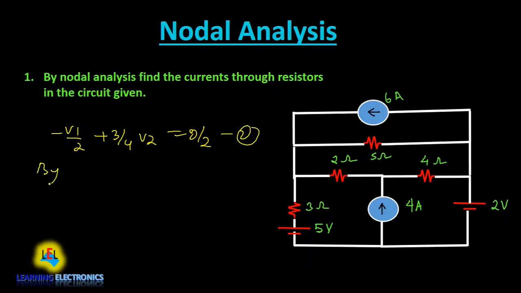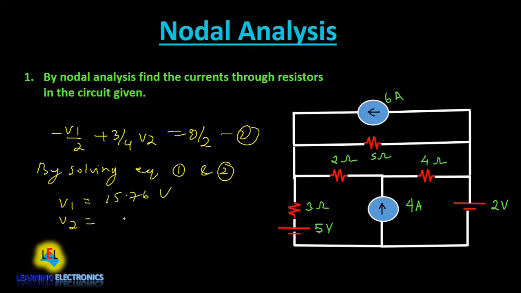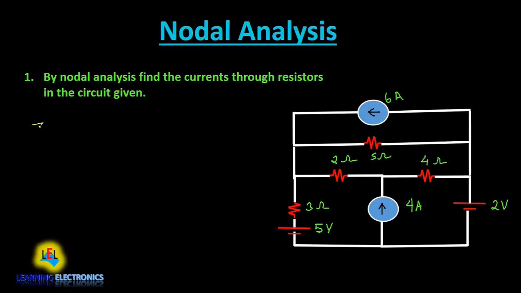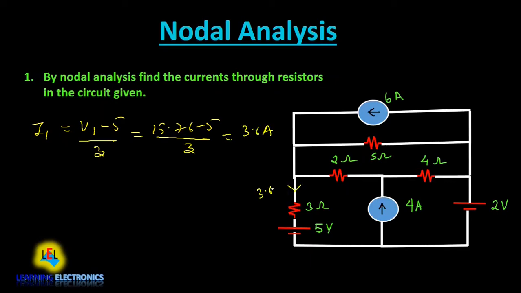By solving equation number 1 and 2, we get the V1 and V2 values. V1 will be equal to 15.76 volt and V2 will be equal to 16.51 volt. Now we will find out all the currents. What was I1? I1 is equal to V1 minus 5 divided by 3. So 15.76 minus 5 divided by 3 is equal to 3.6 ampere. Here the current is flowing 3.6 ampere.